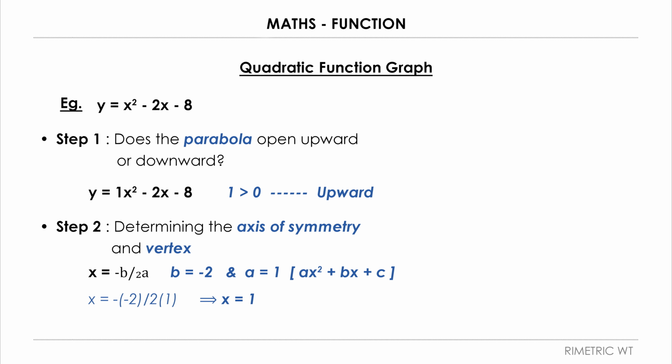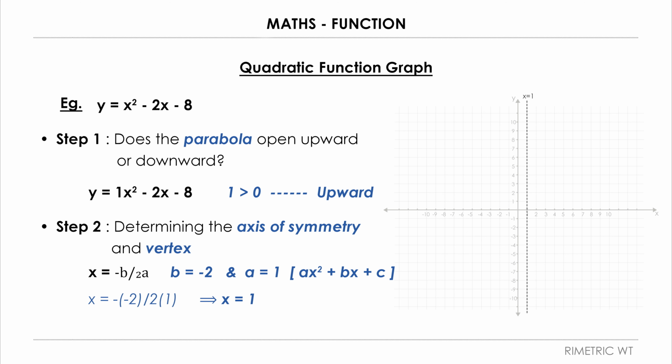When we calculate the axis of symmetry, we get the value of 1. Therefore, we draw an axis of symmetry at the point x equals 1. Then, when we substitute x equals 1 into the function, we find the minimum point of the graph. Here, we find y equals 1 squared minus 2 times 1 minus 8, which results in 1 minus 2 minus 8, and finally, y equals minus 9. Therefore, the point 1, negative 9 will be the vertex or minimum point of the graph, so we will mark that point along our axis.